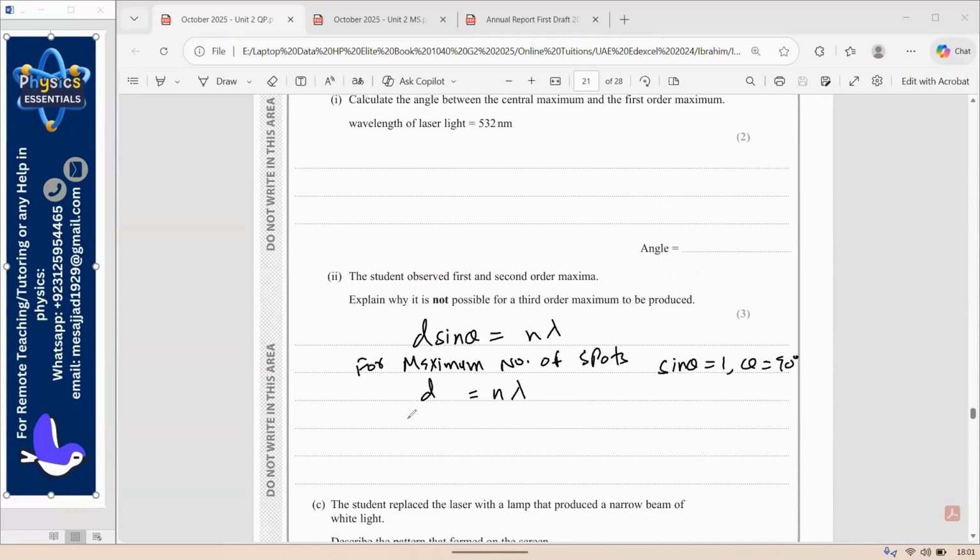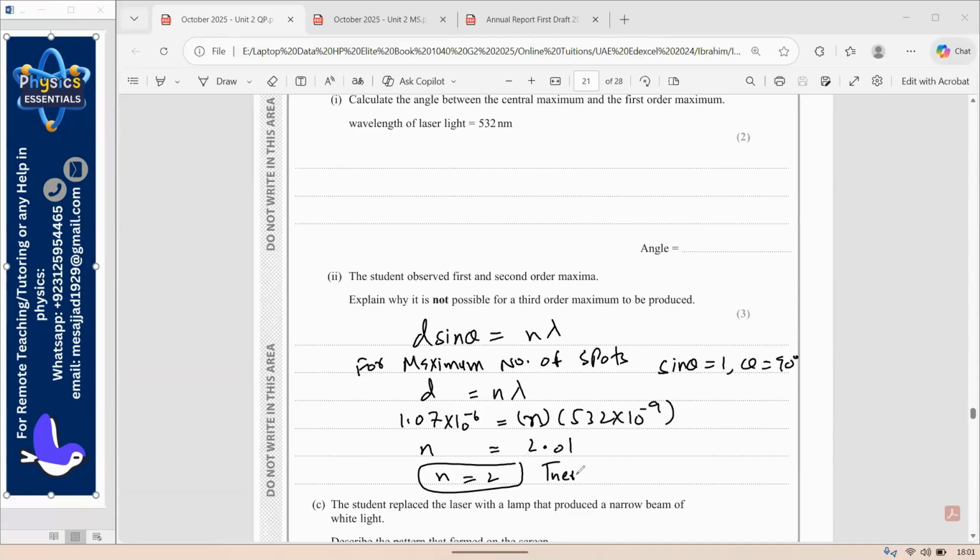D was 1.07 into 10 raised to the power minus 6, and n is something that you are calculating, and this was 532 into 10 raised to the power minus 9. And when we calculate it, it is going to be this, and it means you are going to get only two maximas or second order up to maximum.